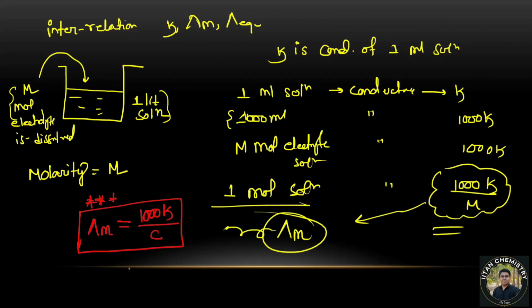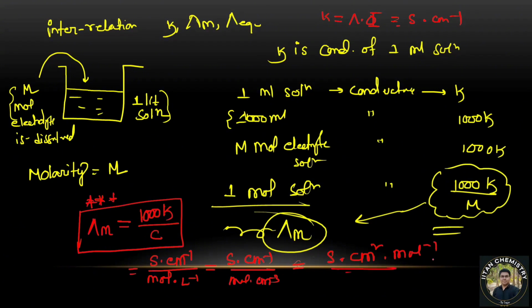Now, if I want to derive the unit of lambda m from here, 1000 will have no unit. Now kappa will have a unit. We know kappa equal to lambda into phi. Lambda is basically 1 by ohm, that means Siemens, and the cell constant will have cm inverse. So kappa will have unit Siemens cm inverse. Concentration will have unit mole per liter, that means mole liter inverse. From Siemens cm inverse, we can convert to cm to the power minus 3, mole cm to the power minus 3. Liter is basically decimeter cube, but that thousand factor will not contribute in unit determination, right? This is basically a number conversion factor. So Siemens cm square mole inverse will be the unit of lambda m.